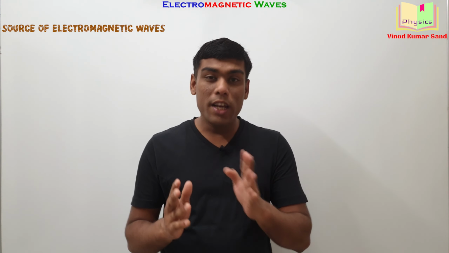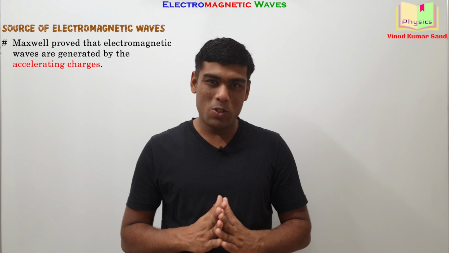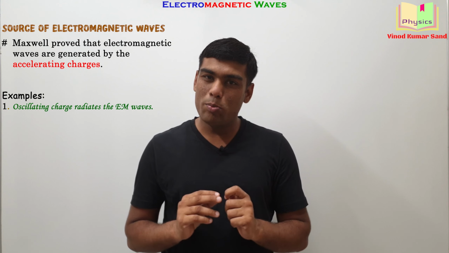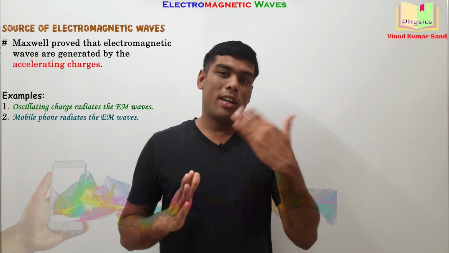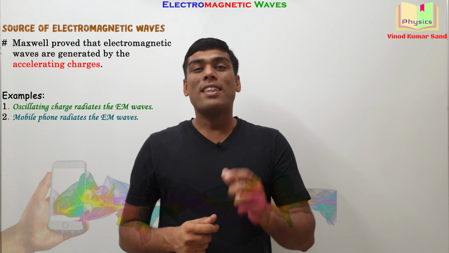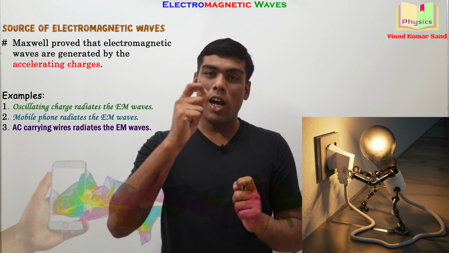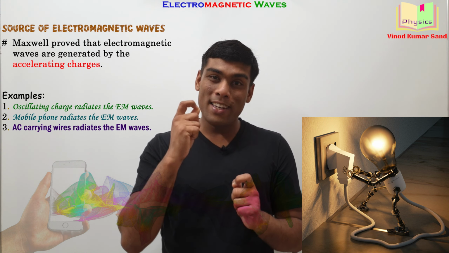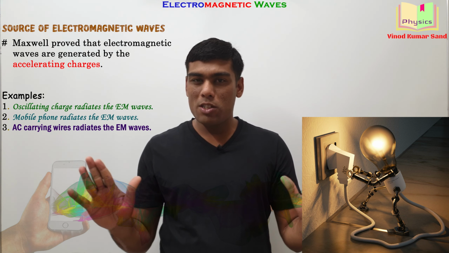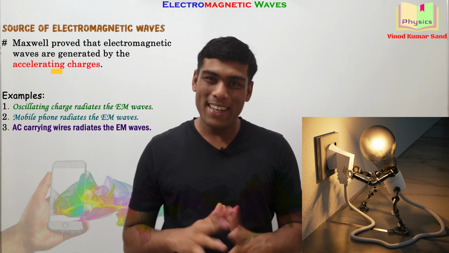According to Maxwell's theory, any accelerated charge will radiate the electromagnetic waves. Okay. For example, an oscillating charge will radiate the electromagnetic waves. Your mobile phone radiates the electromagnetic waves. It also receives the electromagnetic waves. The current in our house, the alternating current, the charges are oscillating in the wires. So they will also radiate the electromagnetic waves. So the concept is simple. Accelerated charges are the source of the electromagnetic waves.